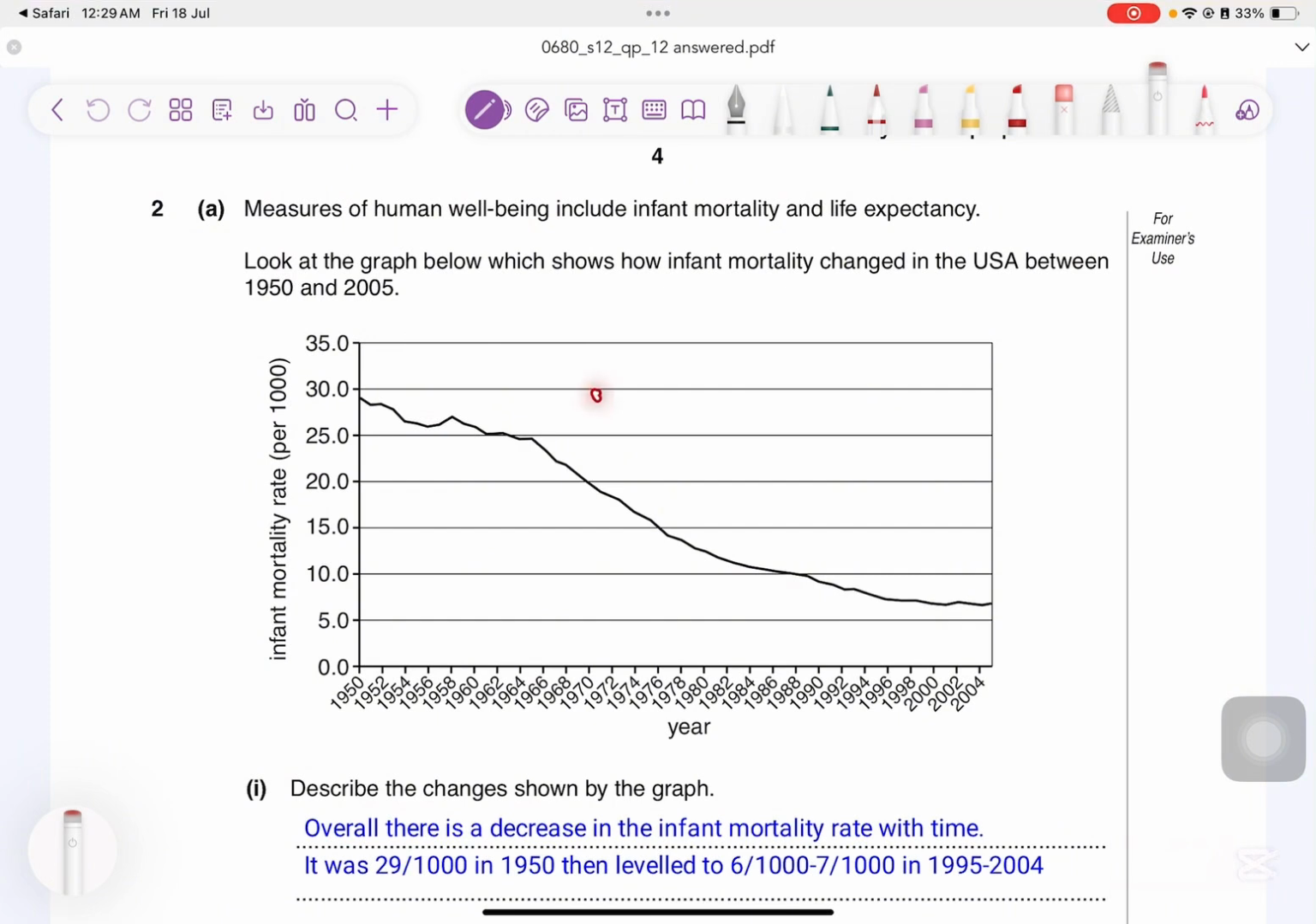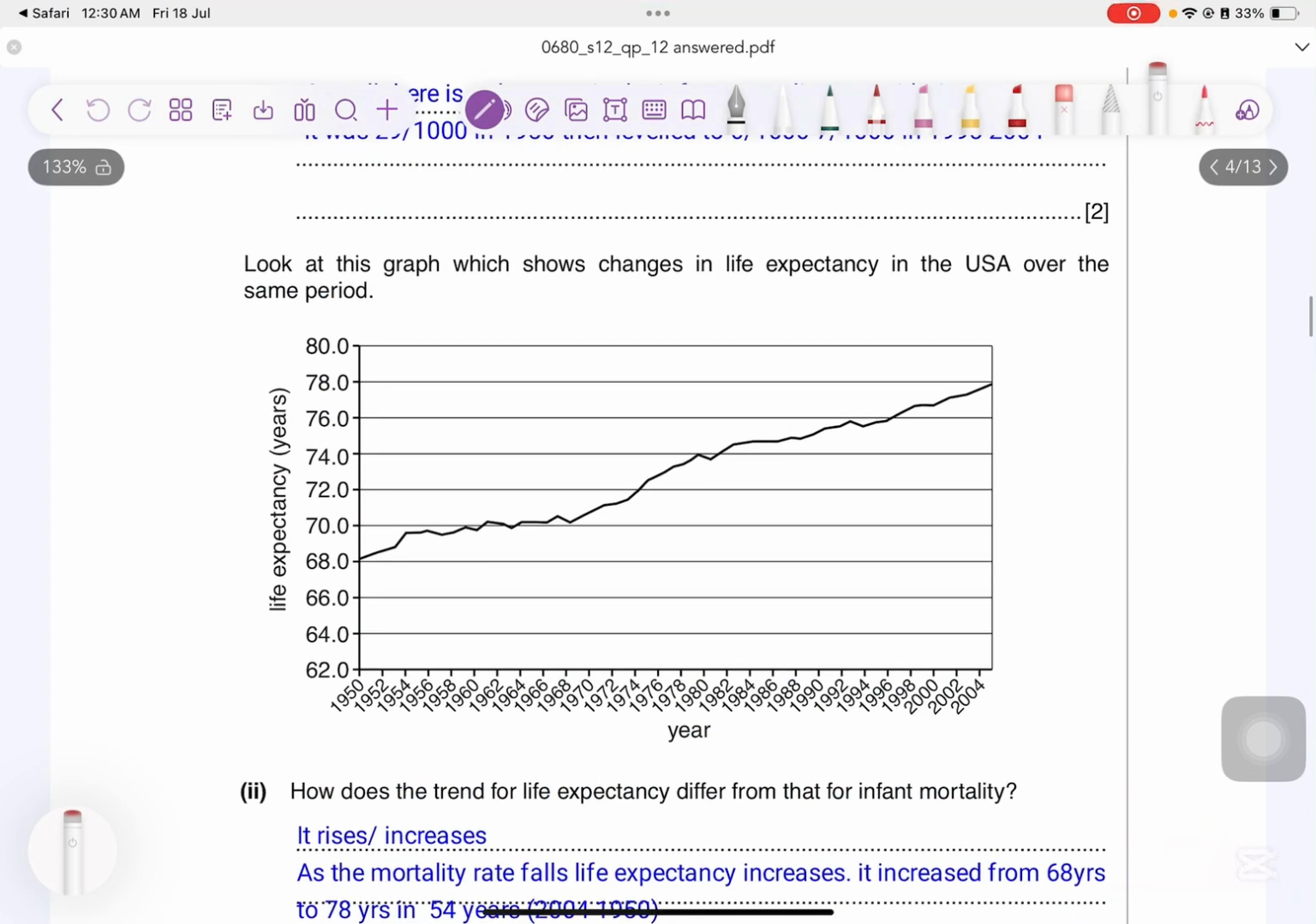What do you see here? You see a decrease in the infant mortality. There is a significant decrease. It decreased the most in 2005, and the highest mortality rate was during this period. How you're going to write your answer, you're going to say that overall there is a decrease with time, and then you're going to find the data saying that this period is where it leveled off, where the highest point was this point, and the lowest point was this point. Just write the data.